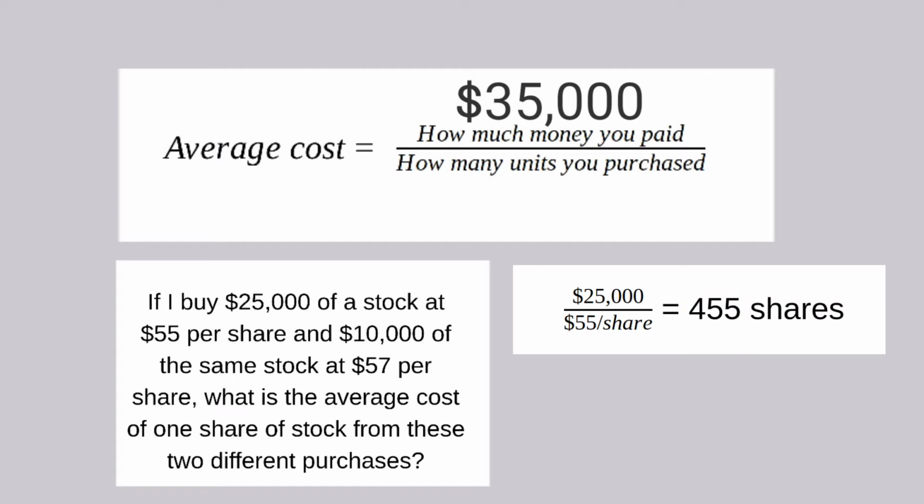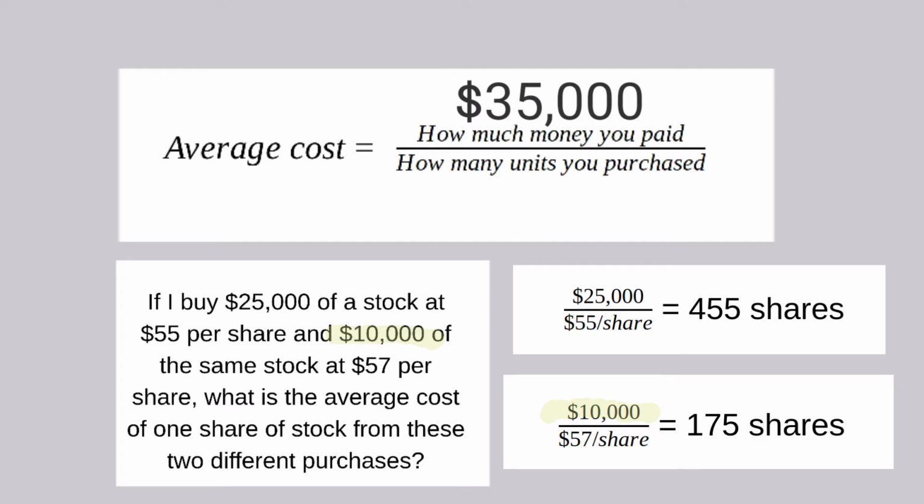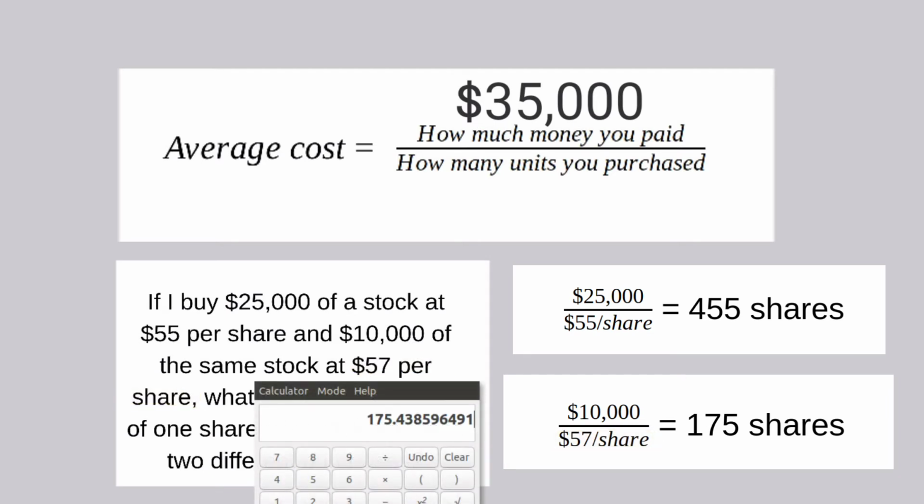And now let's figure out how many shares were purchased for $57 per share. If $10,000 was used to purchase the stock at $57 per share, I can take $10,000 and divide it by $57 to get the number of shares purchased for $57 per share. The rounded answer is 175 shares. 175 shares were purchased for $10,000 at $57 per share.